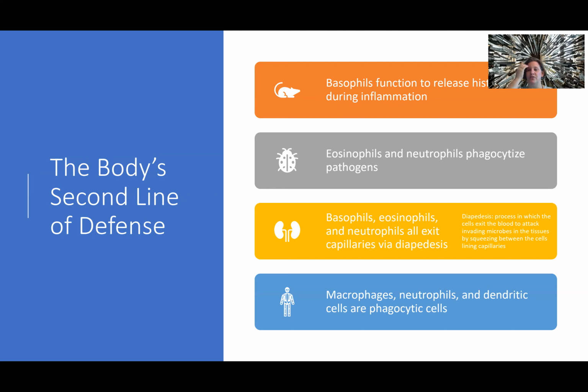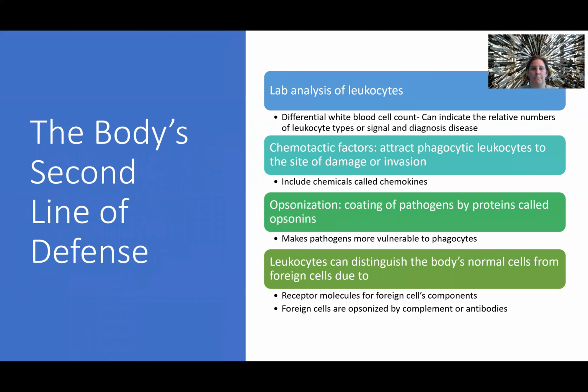And then we have macrophages, neutrophils, and the dendritic cells, which are also phagocytic cells. Included in this, to see if you're sick, we can analyze the types and numbers of leukocytes or white blood cells. So we can actually do a differential white blood cell count that will tell us how many white blood cells and which types of white blood cells. And that actually gives us some clues as to what disease you may be suffering from. And actually not even a disease, what pathogen you may be encountering.